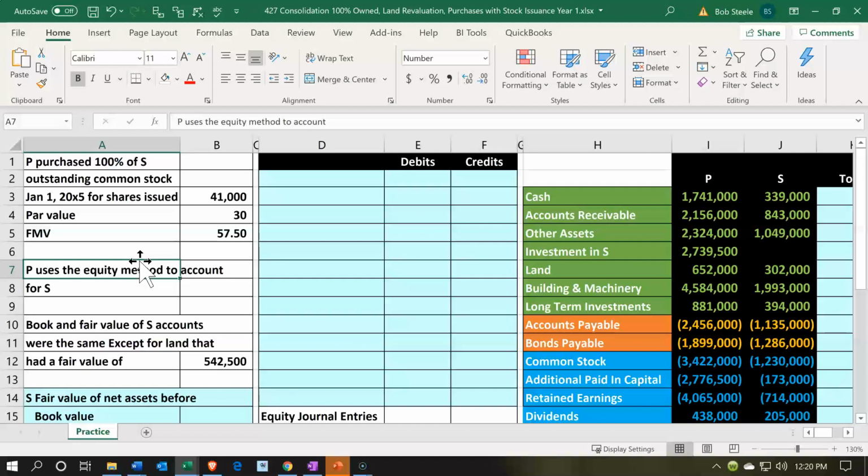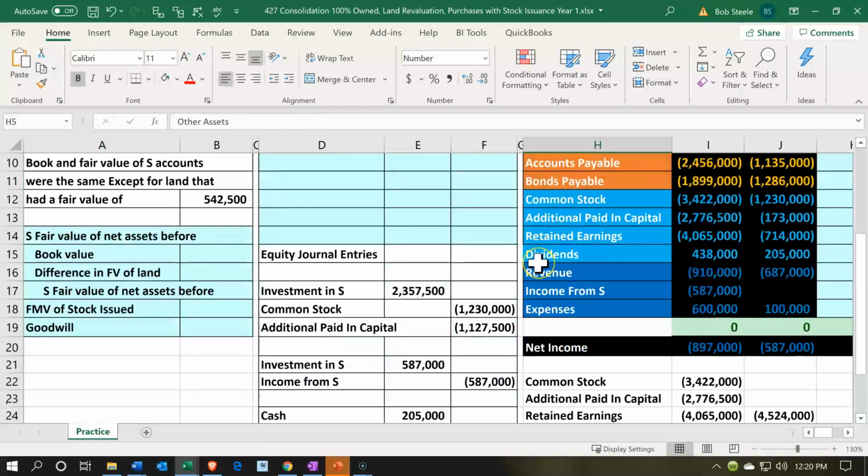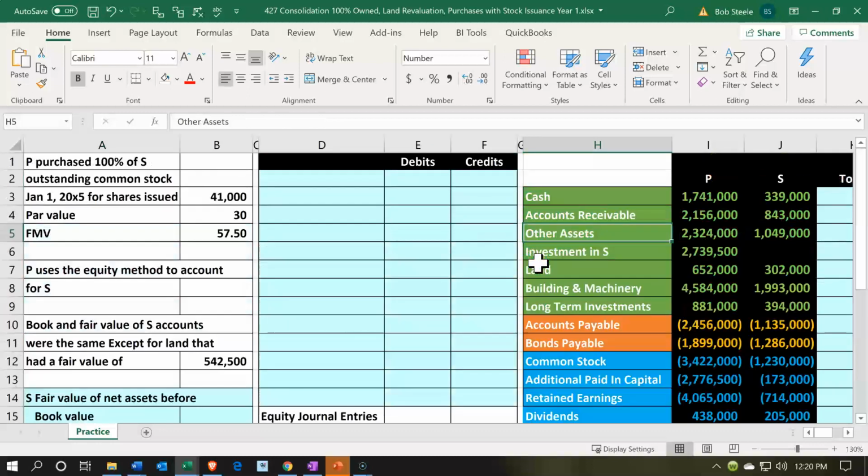So the consolidation is going to be happening in December. Therefore, activity has happened. Therefore, we have temporary accounts involved here. We have income statement accounts involved. At the point of purchase, P issued 41,000 shares of stock. So P issued stock in order to purchase the stock of S. So cash wasn't used to purchase, the issuance of stock was.